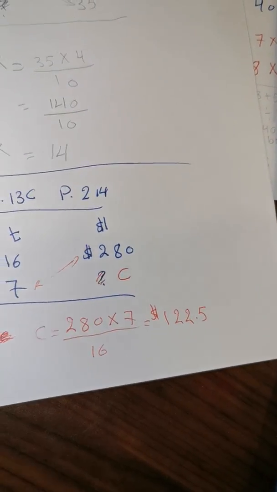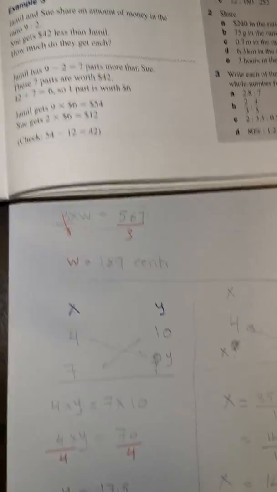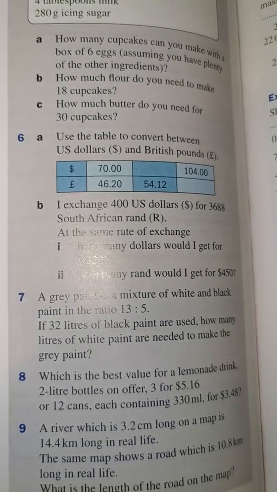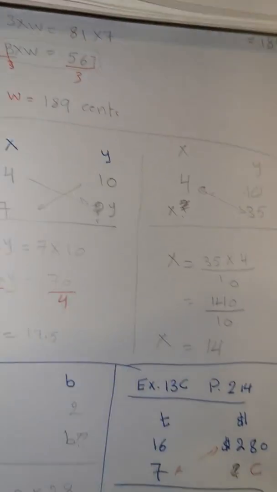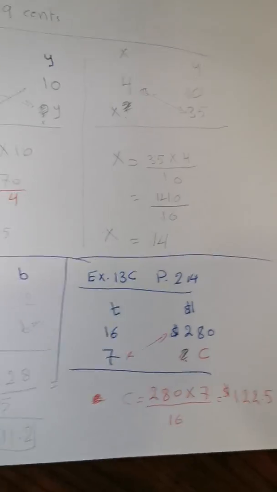So you can use both ways. If you are comfortable with the book's table method or with cross multiplication, you will get the same answer. If you have any questions, notify me please. Thank you.